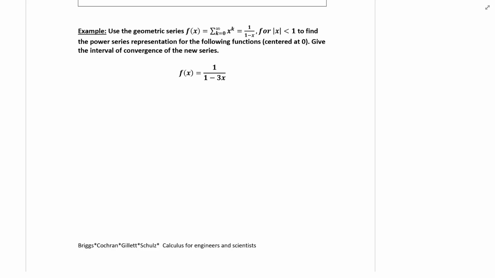Use the geometric series f of x equals the sum as k equals 0 to infinity of x to the k, equals 1 over 1 minus x. Remember the geometric series and how we were adding the terms. We had the formula, for absolute value of x less than 1, to find the power series representation for the following function centered at 0. So we have this function, and we have to come up with what the actual series is.